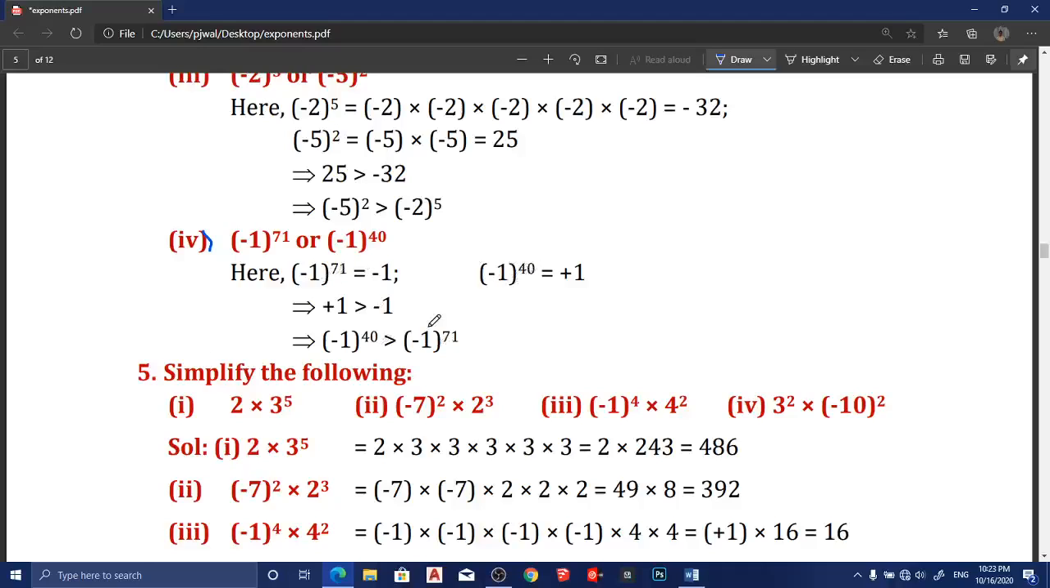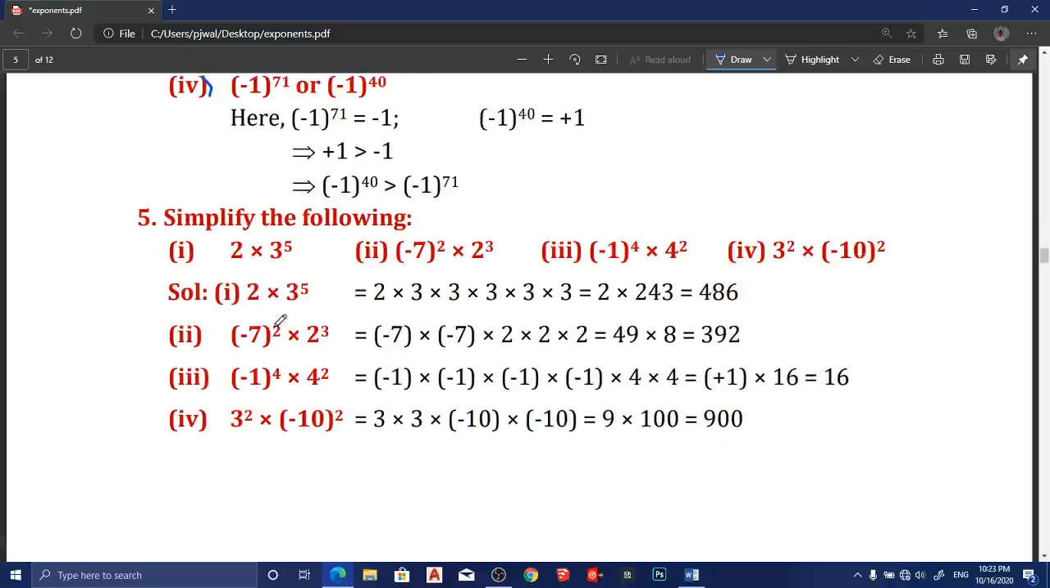Next, simplify. Here also you just have to multiply by expanding them and find out the product. I already explained some problems like that here. You can pause this here and write the problems, otherwise you can try yourself.